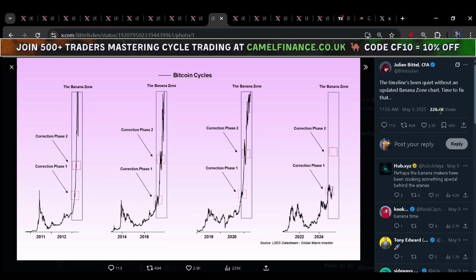I just want to quickly reiterate once more that I still believe we're in the banana zone. I still believe that this bull run is not going to last very much longer in terms of time, but we've got a lot of ground to cover in terms of price.